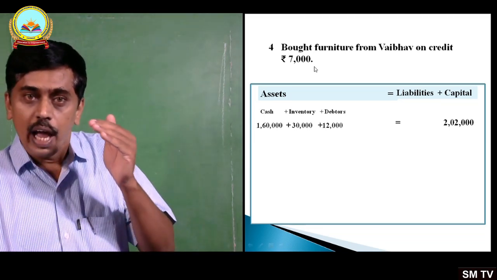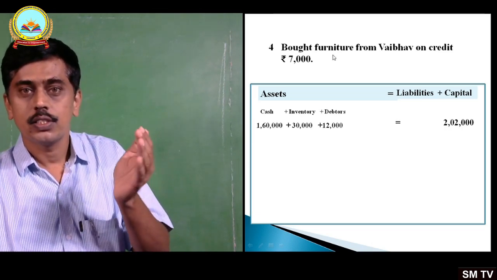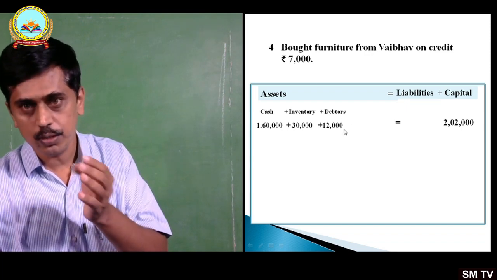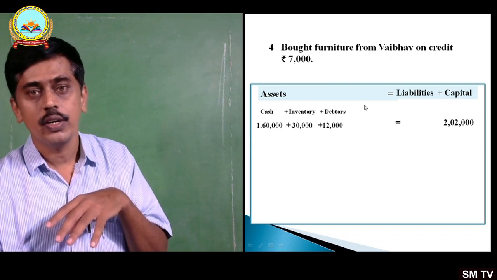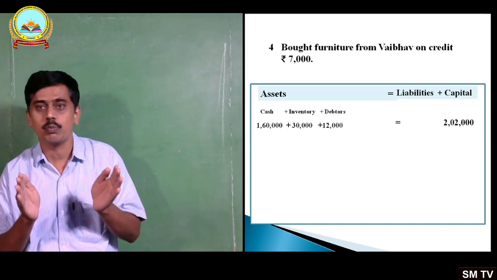When the business owes money to the outsiders, such persons are called creditors. It's a liability. When the business owes money to the outsiders, it's a liability to the business, and such persons are called creditors. Or a creditor is a person to whom the business owes money.